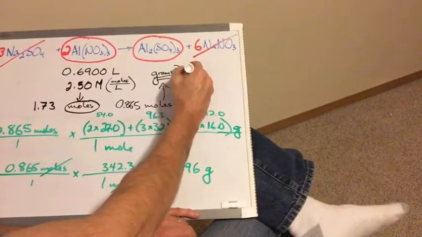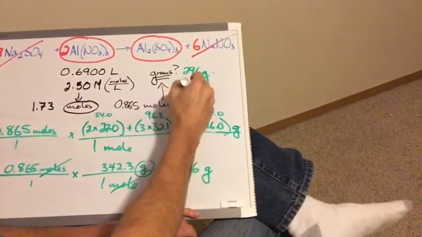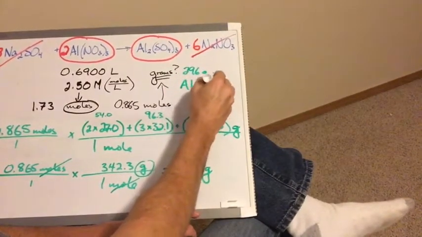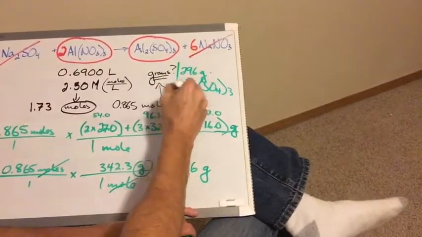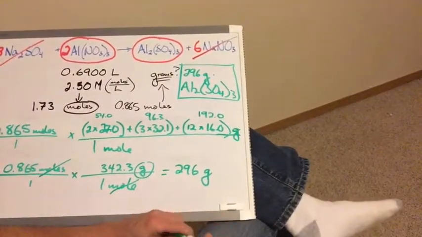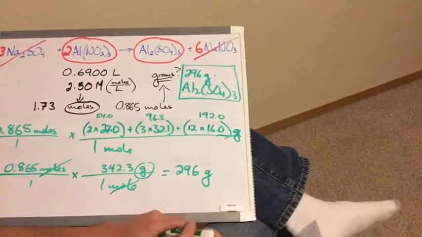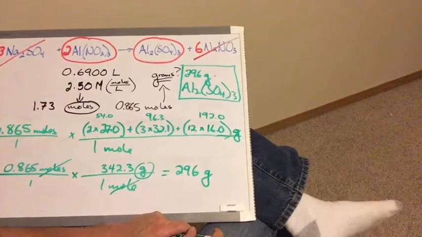So 296 grams of aluminum sulfate is our answer. Make a nice big square so your teacher can find it, or your TA. And that's practice problem number 3 for Module 10.